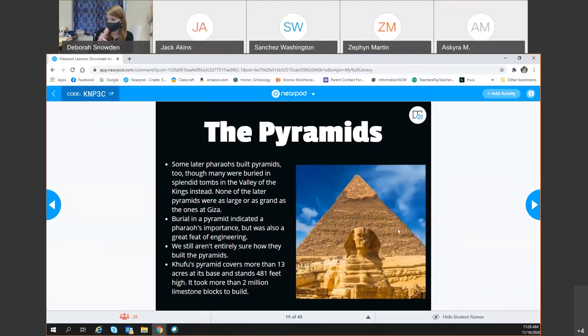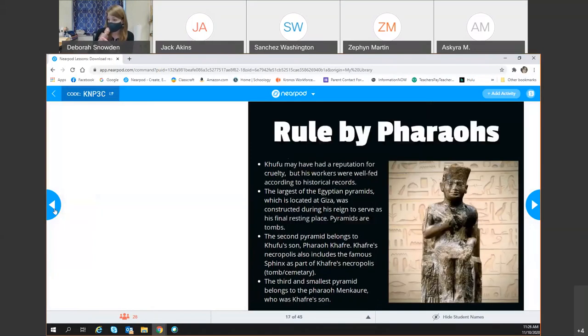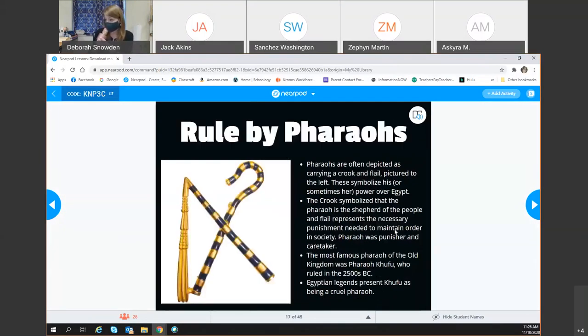So there are three large pyramids located at Giza, and they are the largest in the world. The first of those pyramids belongs to a pharaoh named Khufu. He ruled in the 2500s BC. Make a note of Khufu. You need to be familiar with him. The largest of the great pyramids at Giza, the largest of the pyramids in general, belongs to Pharaoh Khufu.